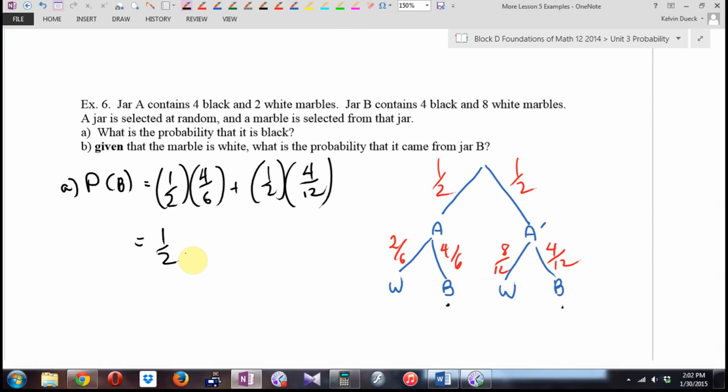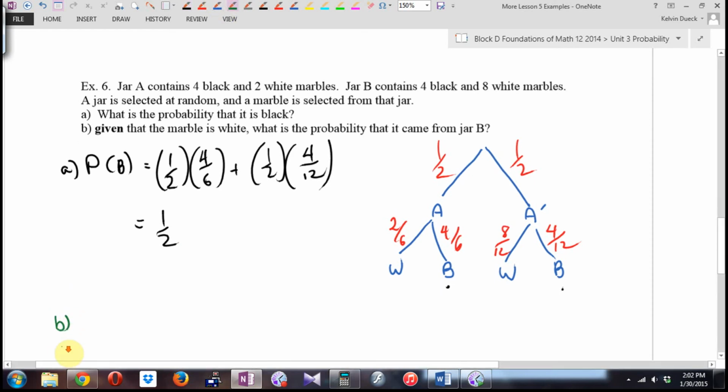Oscar, can you read B to me, my friend? Given. Okay. Conditional probability. I think, especially if the given is the bottom row. Keep reading. Given what? Given that the marble is white. Okay. They gave me something from the bottom row. Are they asking me something from the upper row? No. What are they asking me to find? That it came from jar B. Isn't the upper row which jar? So are they asking me something from the upper row? Yes. Thank you.